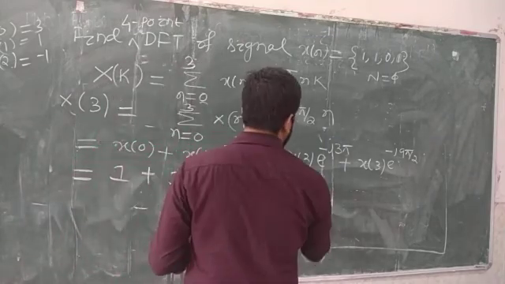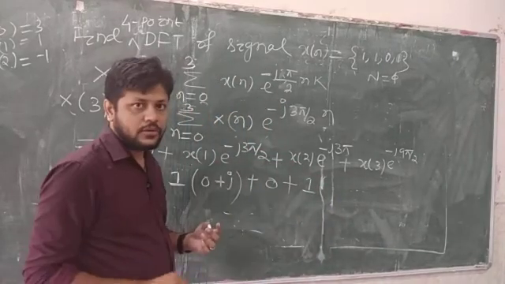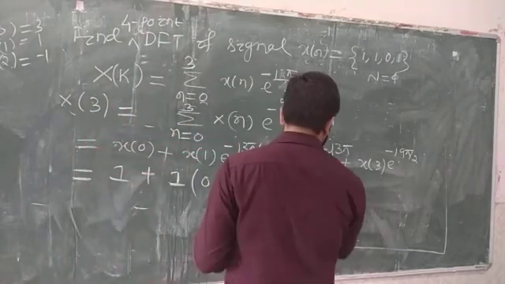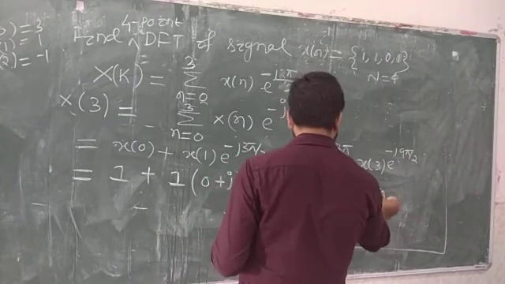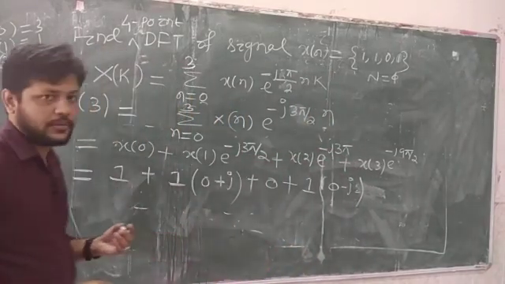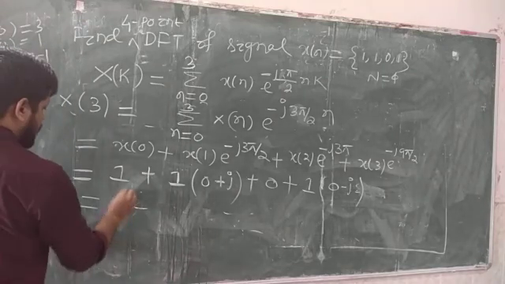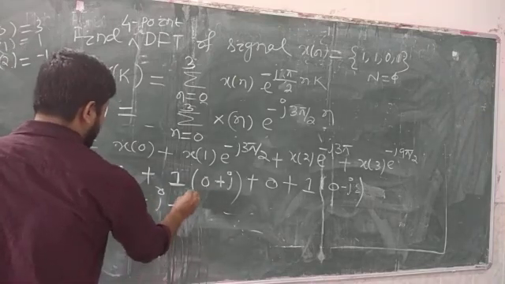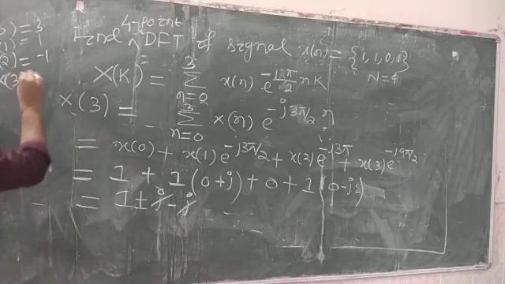Then we have x of 3, the value is 1, and we have cos 9 pi by 2, so cos of odd multiple of pi by 2 means that value will be 0, and then we have minus j sin 9 pi by 2, that will going to give you minus j, because sin 9 pi by 2 value is 1. Now we have 1 plus j, and then we have minus j, so this j cancels out, we have the value 1, so x of 3 value is 1.